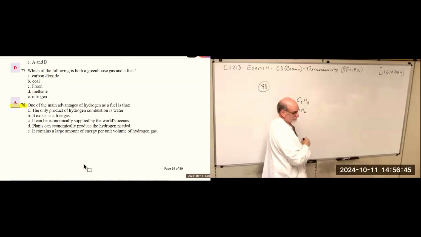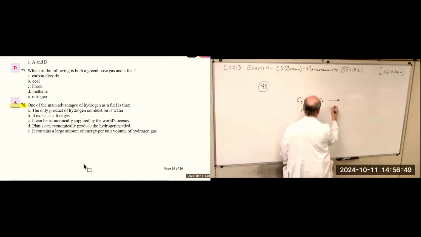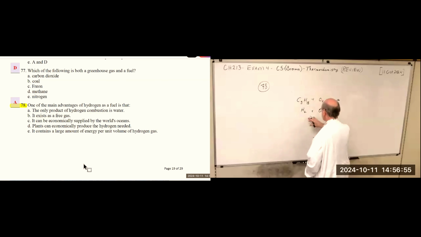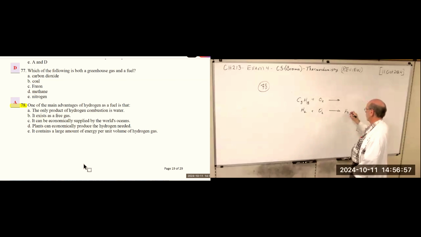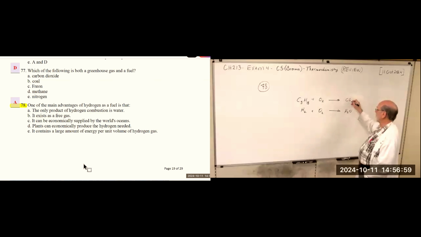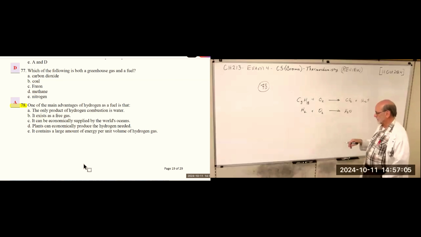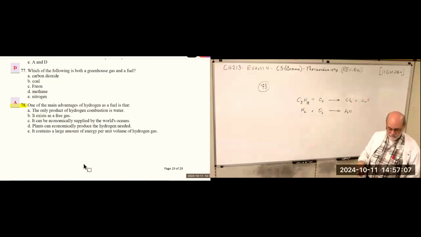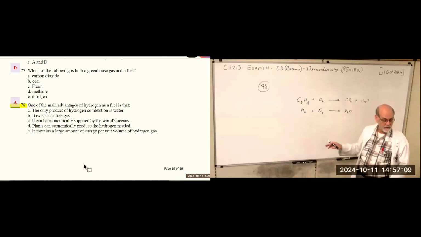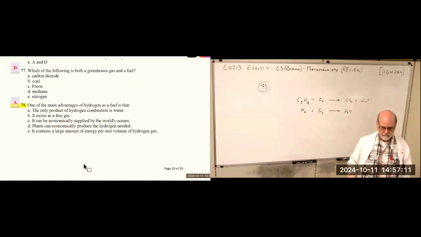and that's hydrogen. So if you burn them, this one gives you only water, nothing else. This one gives you carbon dioxide plus water. Now that's not balanced, of course. The advantage to using hydrogen is when you burn it, you only get water. That's it.